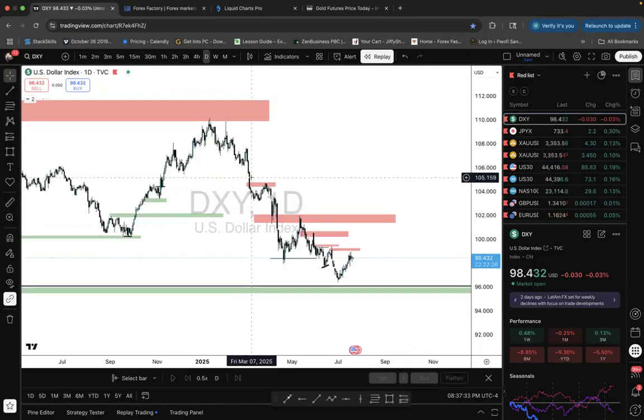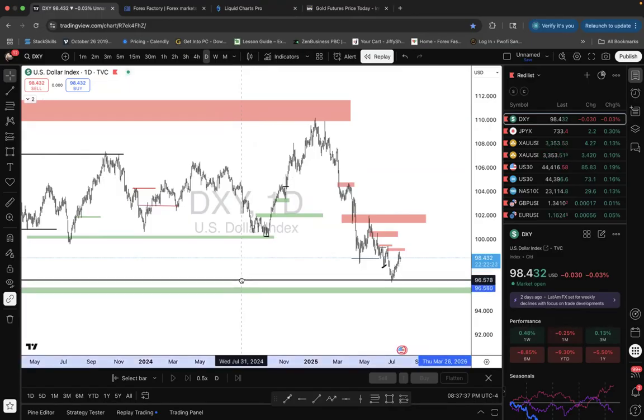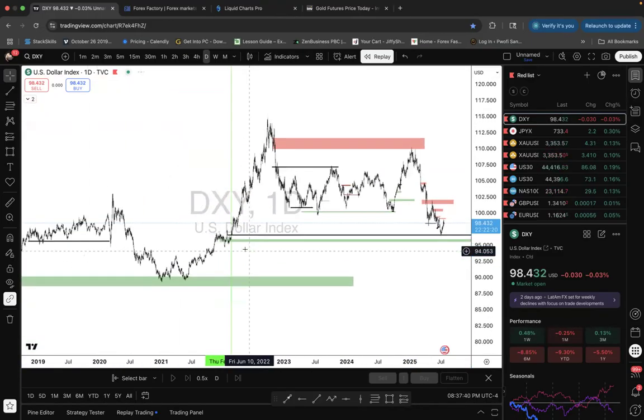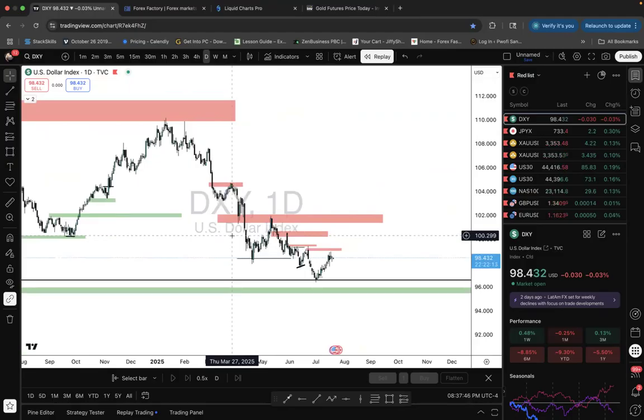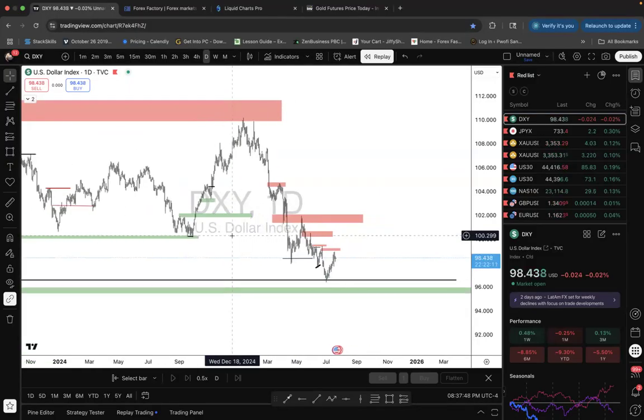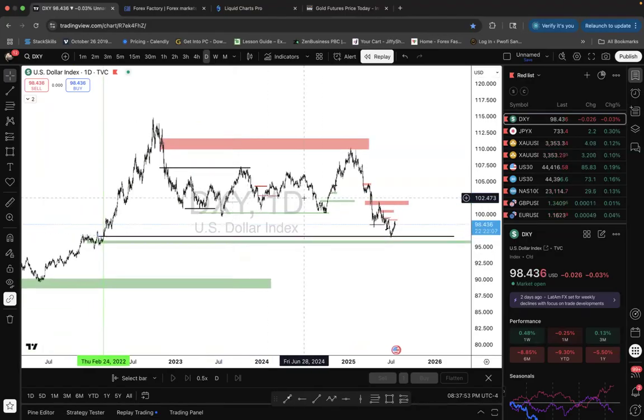On a daily structure, we saw that the dollar made it to 96. It's been a while since it touched 96. The last time we did that was in 2022. So I think the dollar is definitely decreasing in value on purpose, just to make it a little bit cheaper for international trades.